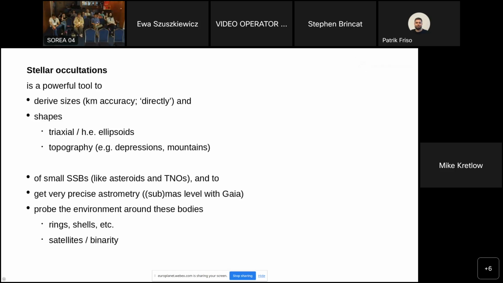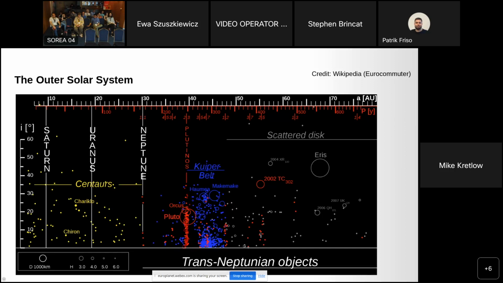So even if the TNO has 22 magnitudes, but the star has, for example, 12 magnitudes, you can observe it with small telescopes. So this is also a very good opportunity for amateur astronomers to contribute to real science. So just to give you a brief introduction to the objects we talked about.